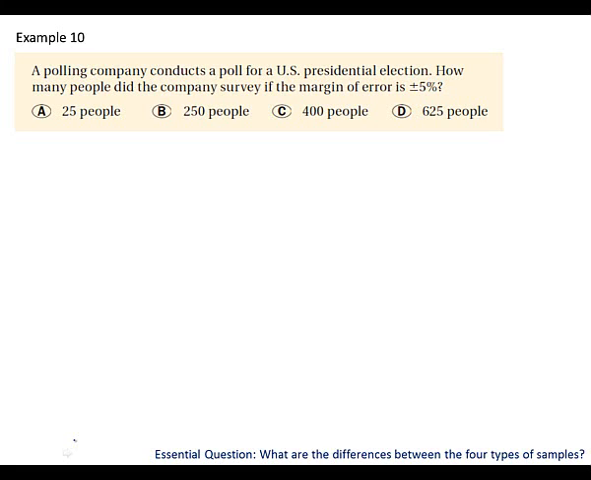Alright, glue down example 10. Slightly different way of using this margin of error here. Okay?